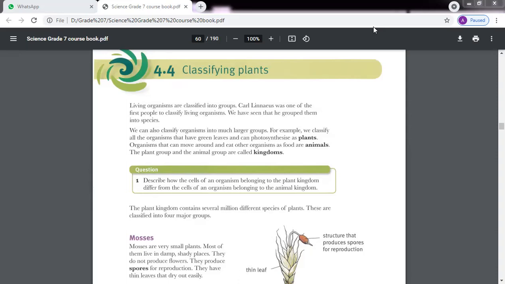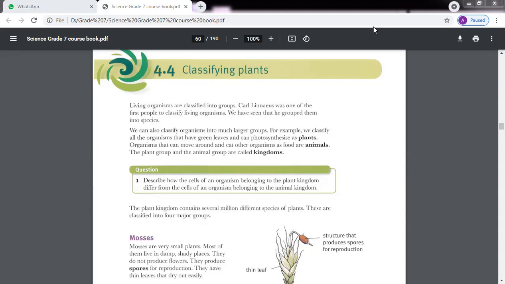Now, boys, we start our lesson 4.4, classification of plants. Open your book, page number 60. Already, I told you about classification. We have two main kinds of living organism: one is animal and one is plants. And we say that there are two kingdoms, one kingdom that is plants and one kingdom that is animals.